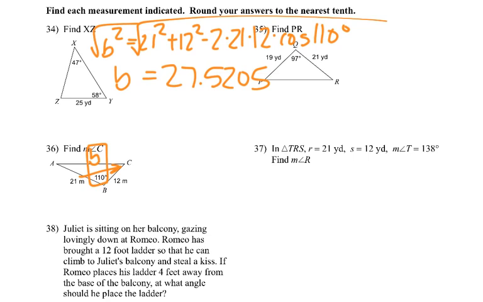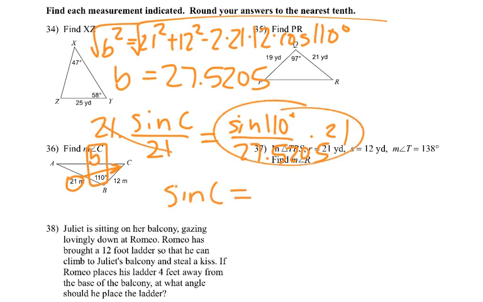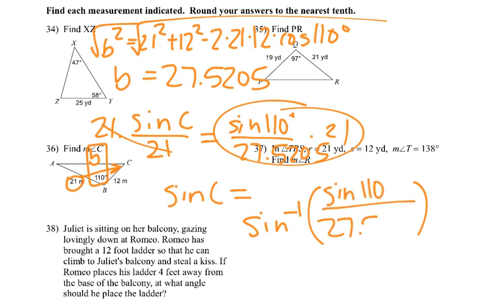So now, if I'm looking for angle C, I go: the sine of C over its opposite side, 21, equals the sine of 110 degrees over 27.5205. So I times both sides by 21, okay, and that gives me the sine of C of this whole thing. Well, if I'm going for angle C, I have to use the inverse sine of that whole thing, like this, and that'll give me what angle C is, okay?